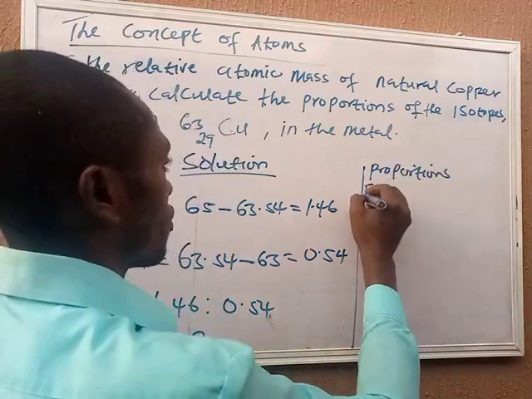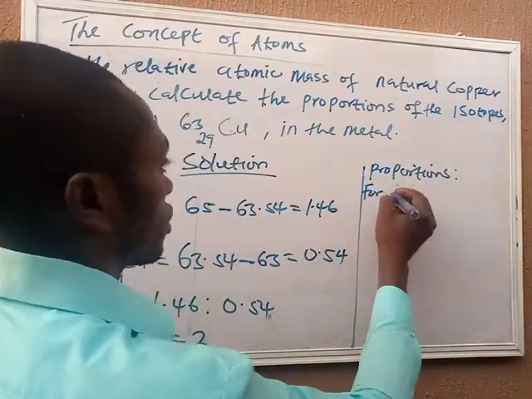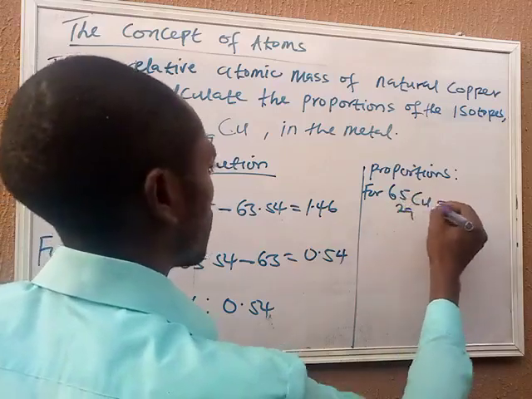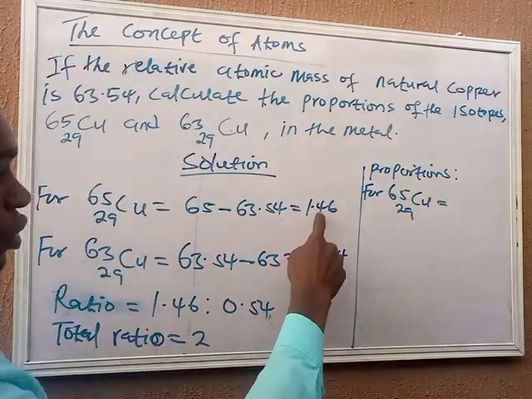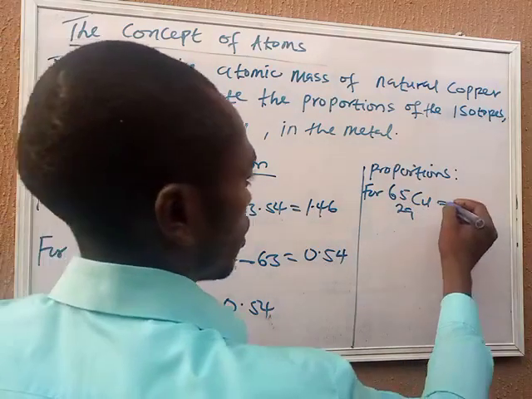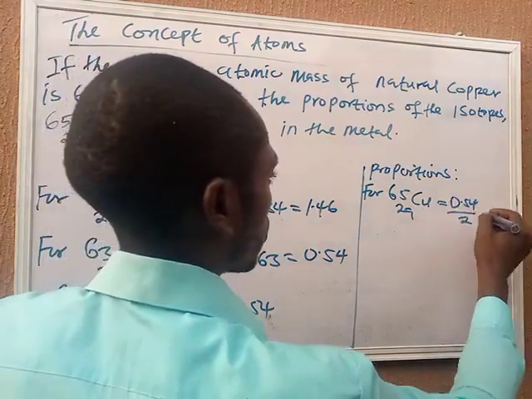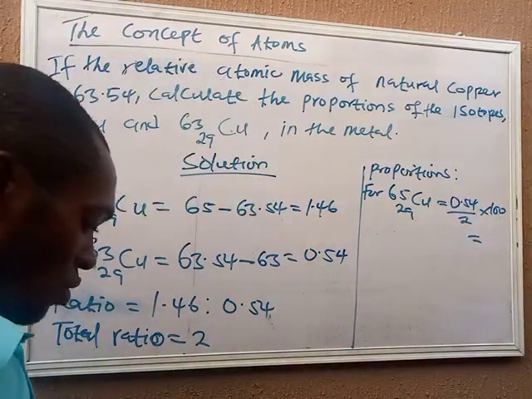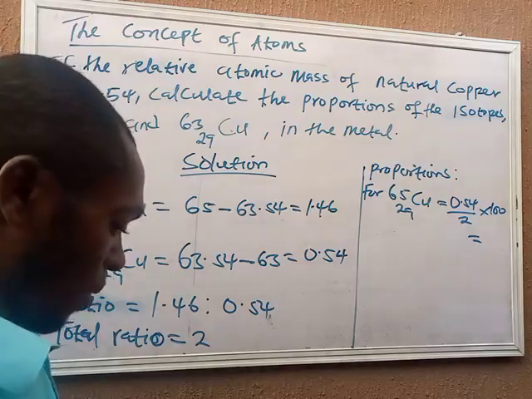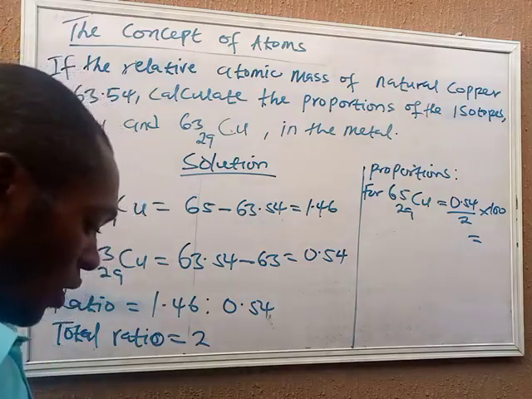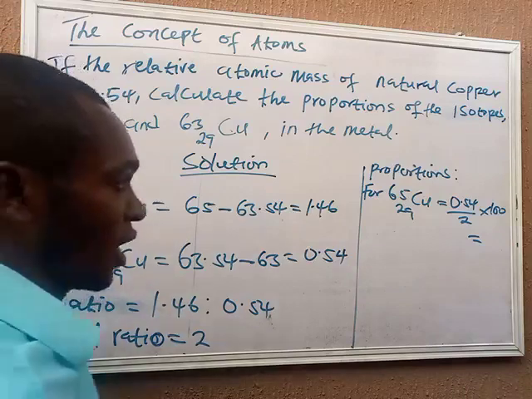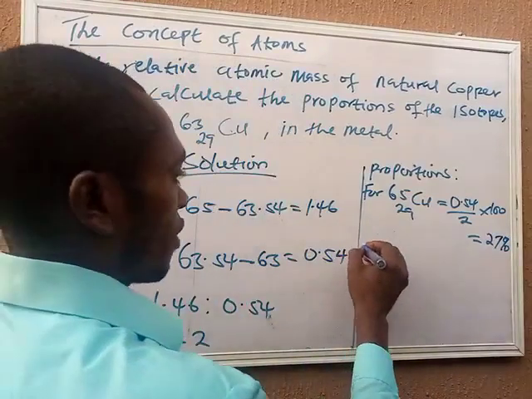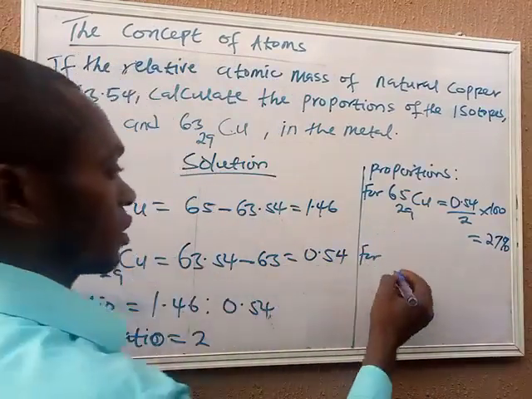So if I'm calculating percentage or proportions for copper 65, what we're going to have is this proportion. Instead of doing this, we'll have this. We'll have 0.54 over 2 times 100. We'll have 0.54 divided by 2 times 100. We have 27%.